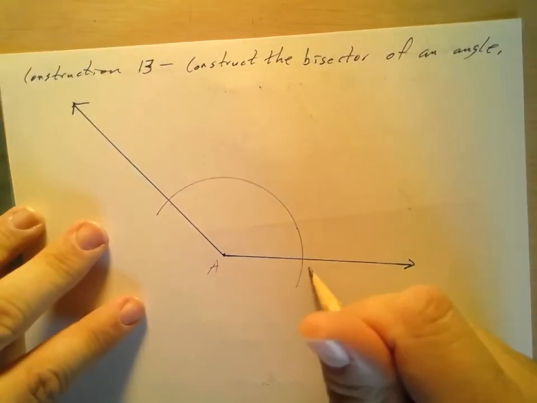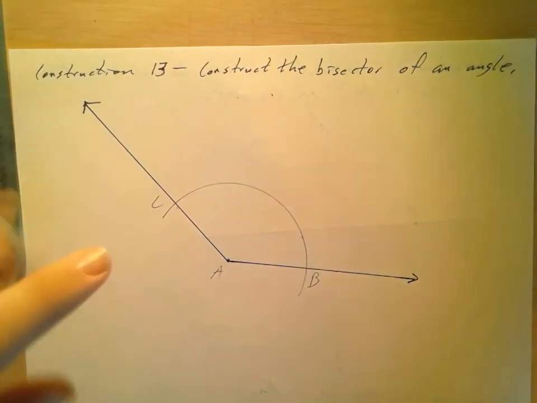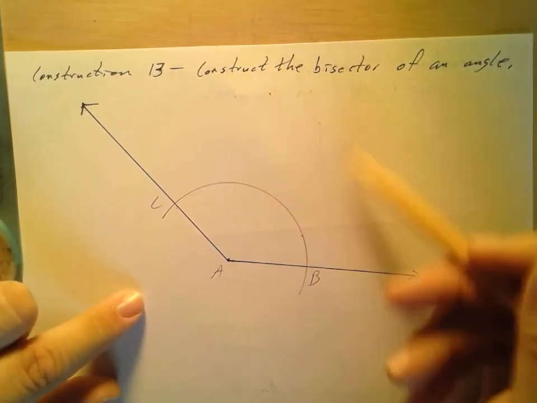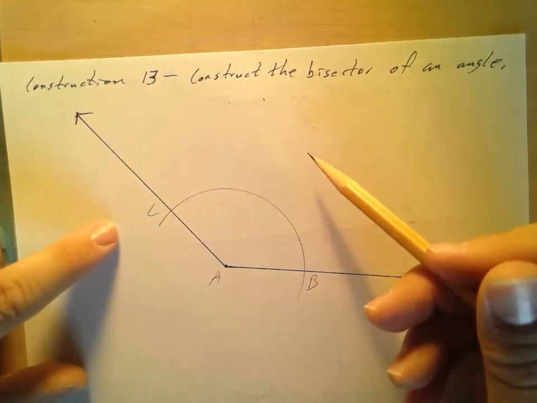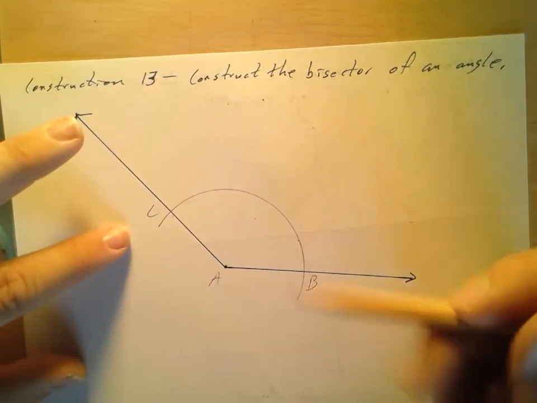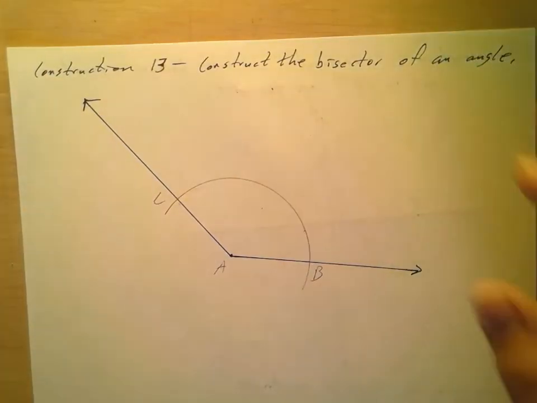So we have that. That gives me B and C. And what I need to do is find the point out here, somewhere out here, that is the same distance from B as it is from C. So it needs to be equidistant to both B and C. Well, to do that, I need to create two arcs that are intersecting with the same radius.